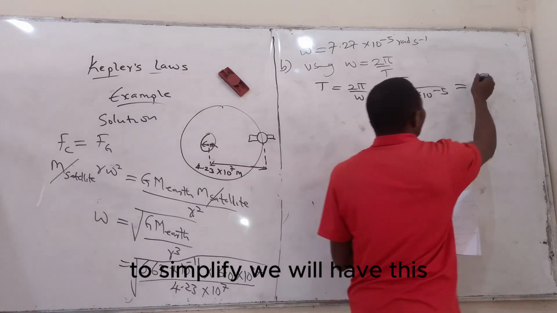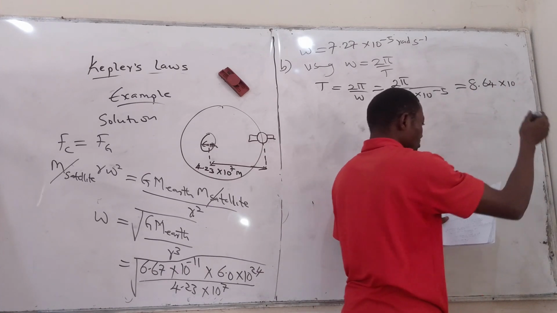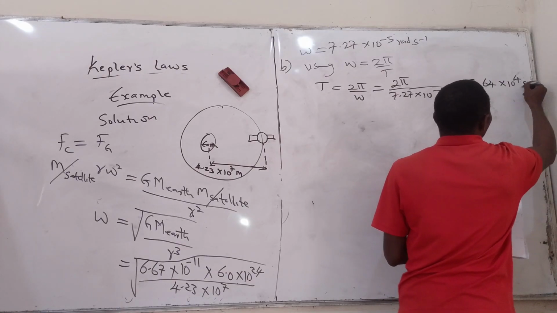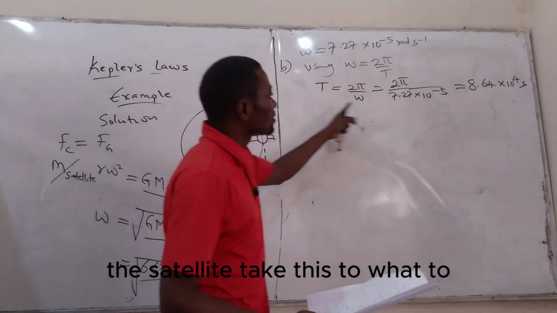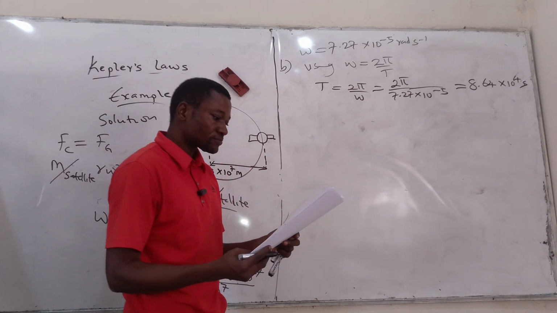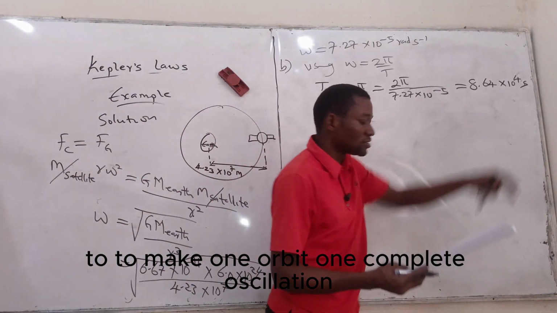If we simplify, we will have this. That is the period. So by this, the satellite takes this time to make one orbit, one complete oscillation.